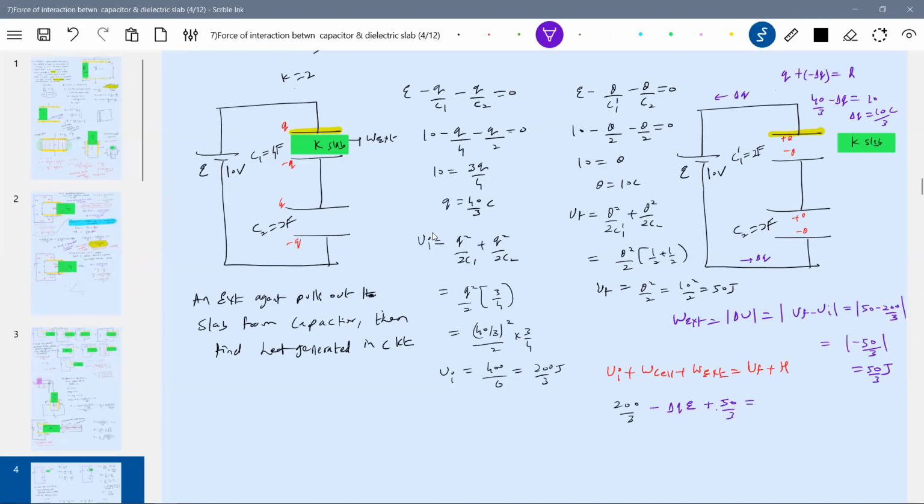Equal to final. Finally how much is it? UF of 50 plus heat. The heat is 0, sir. It is 0. Yeah. Delta Q into E, 10 by 3, 10. So no heat is generated in the circuit.